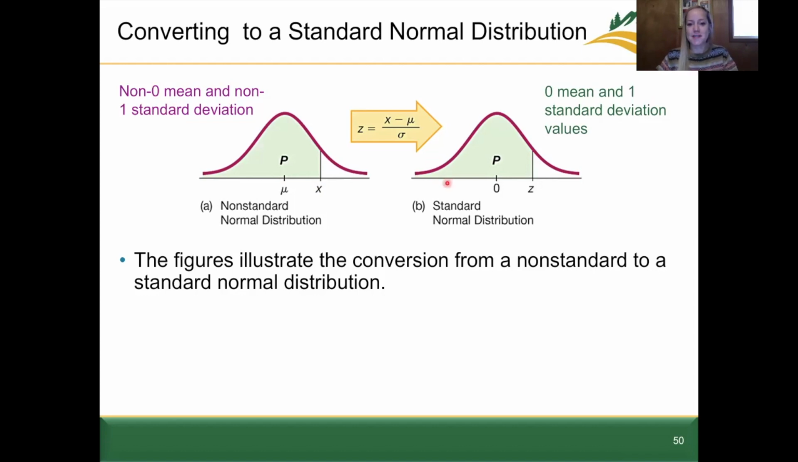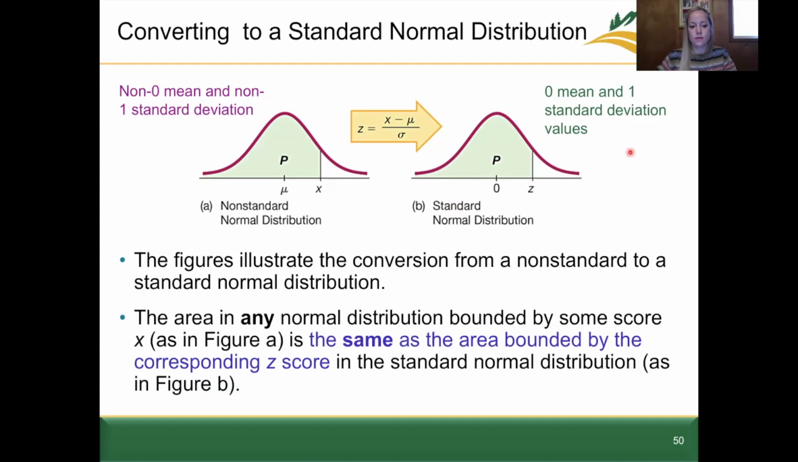And then again, here for figure B, we have a standard normal distribution because we have a mean value of 0 and a standard deviation value of 1. One additional point here: the area in any normal distribution is bounded by some score of x.